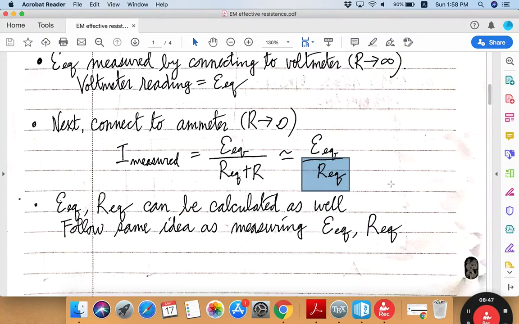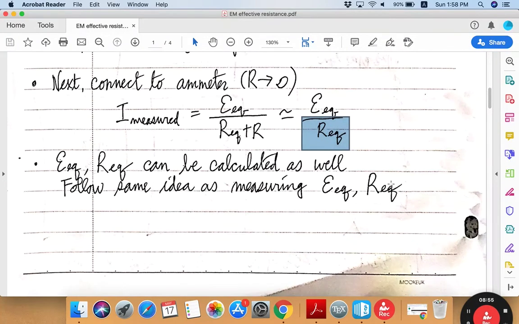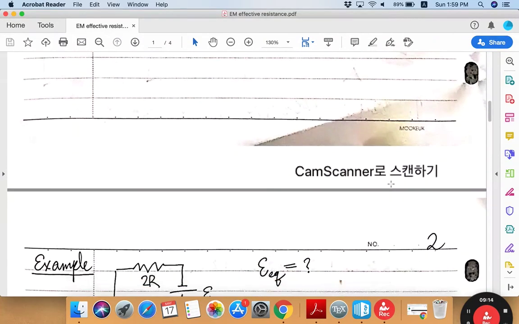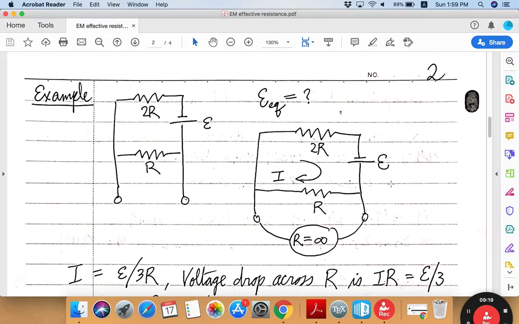Okay, so that's roughly the logic. So that's how you would go about determining these equivalent resistances and equivalent voltages of any given circuit. Okay, so that's if you're an experimentalist, but what if you're a theorist and instead of measuring something, you want to calculate something?